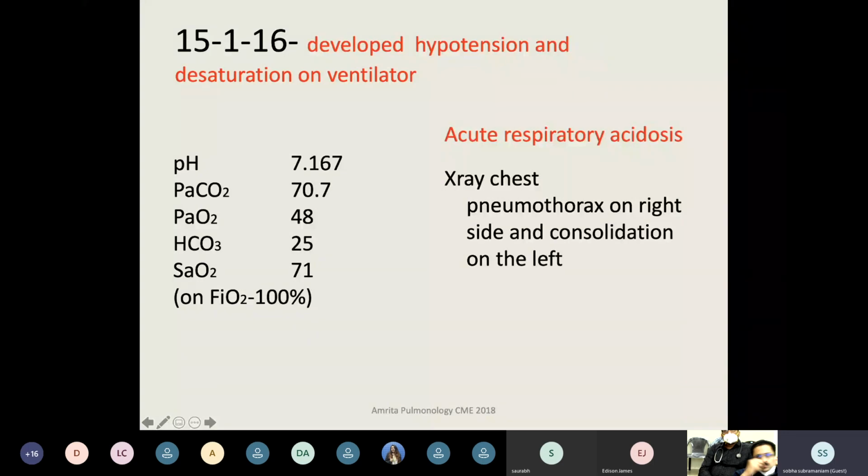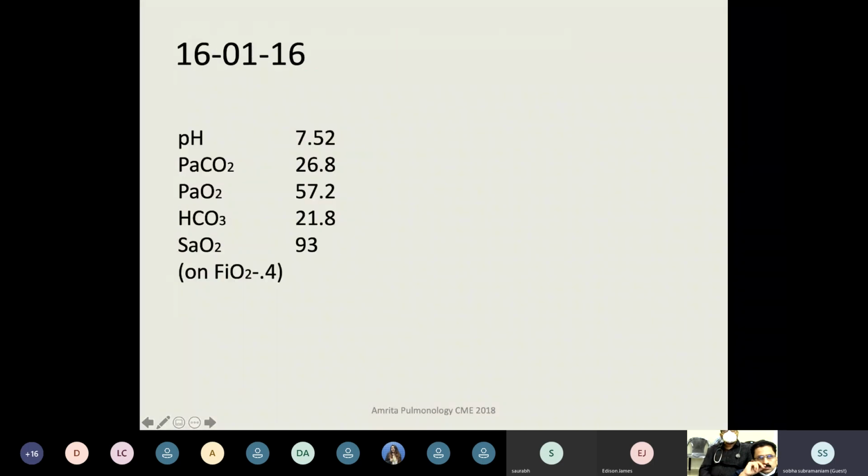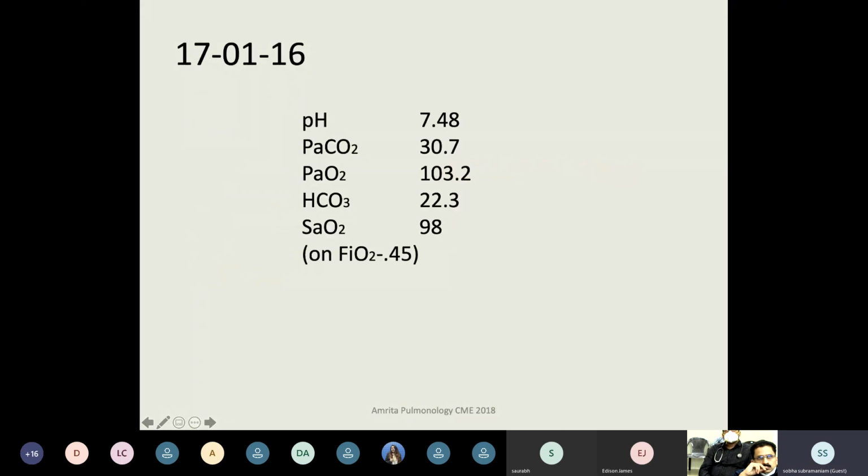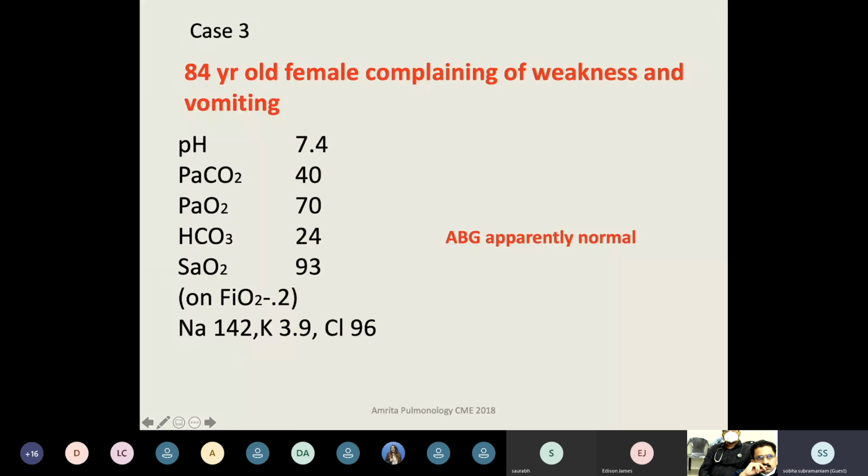So what was the culprit here? The X-ray chest revealed a pneumothorax on the right side, and there was another consolidation on the left side. So this has precipitated acute respiratory acidosis in this patient. We did an ICD on the right side and changed the antibiotics, and she improved on the ventilator. And see her ABG on the next day, it is 7.52 with PCO2 of 26.8. And so that is respiratory alkalosis, and she was extubated in 2 days' time.